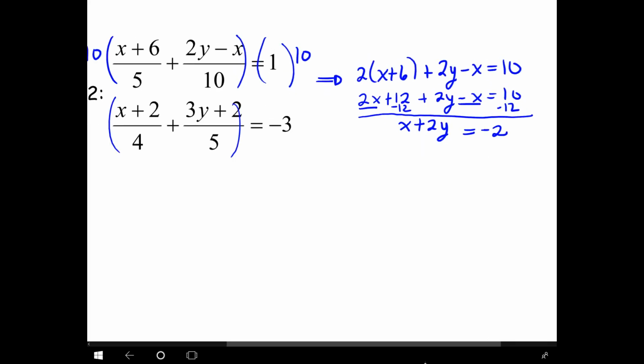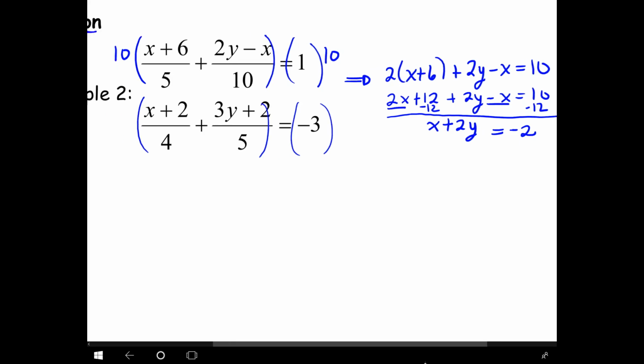So we're going to multiply both sides by the least common denominator, which would be 20 in this case. Oops, I want a different color. Show you it's a different equation. So 4 goes into 20 5 times. So I have 5 times quantity x plus 2, plus 5 goes into 20 4 times, plus 4 times quantity 3y plus 2, is equal to negative 60.